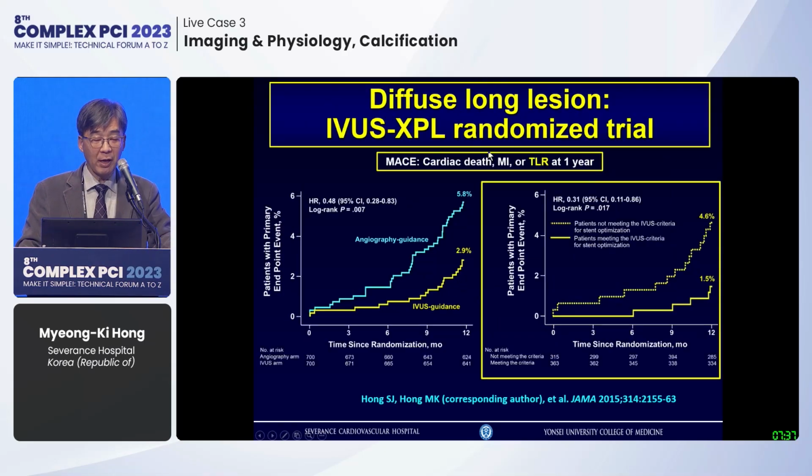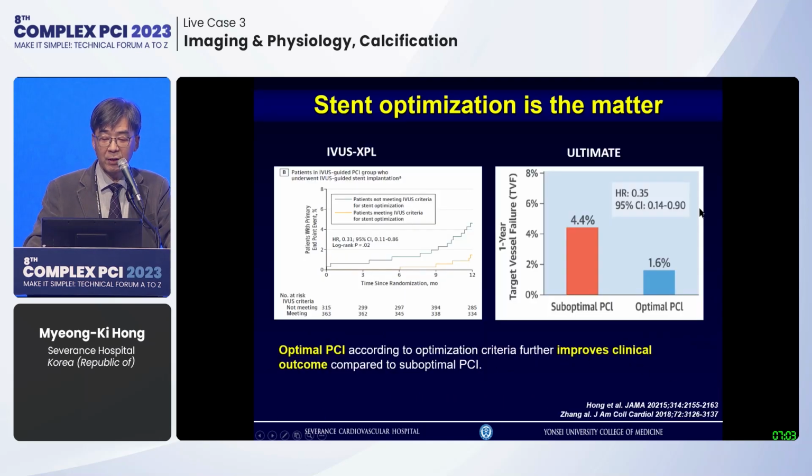In long lesion segments, compared to angio-guided PCI, the clinical outcome with IVUS guidance is quite a bit more favorable, and this result was clearly shown in the IVUS subgroup compared to patients not meeting the IVUS optimal criteria. The incidence of clinical events is significantly lower in patients meeting the IVUS criteria. This kind of finding was confirmed in the ULTIMATE trial. In this study, the study population is all-comer patients. In both studies, the reduction of MACE was driven by the reduction of TVR, which means the reduction came from the soft endpoint, not the hard endpoint.